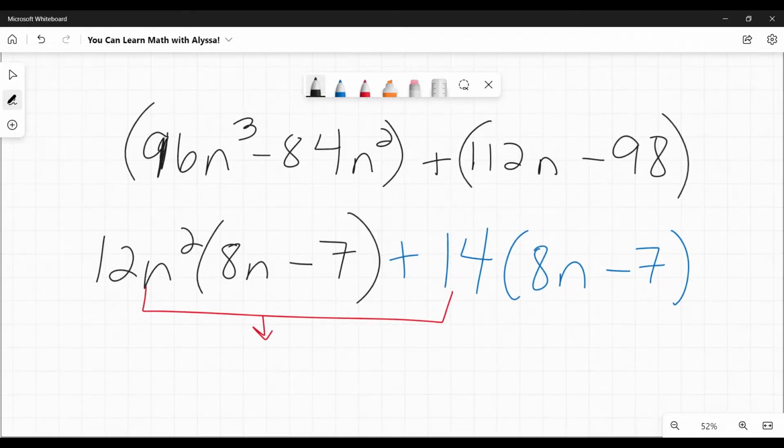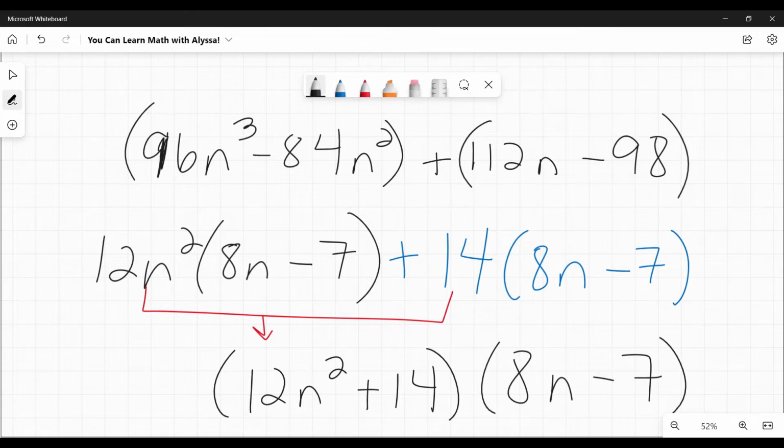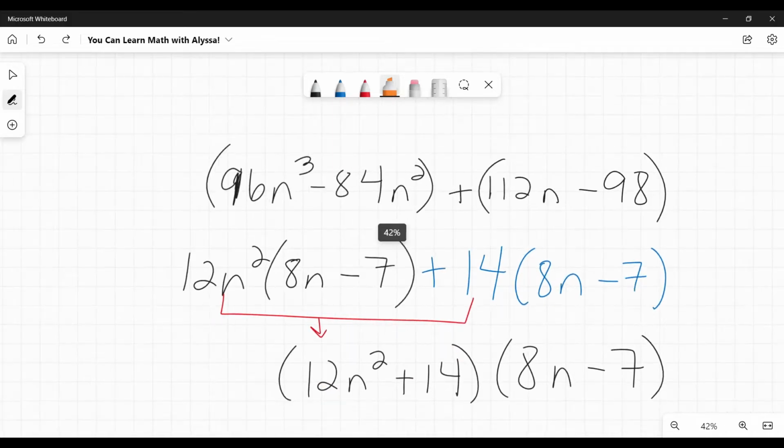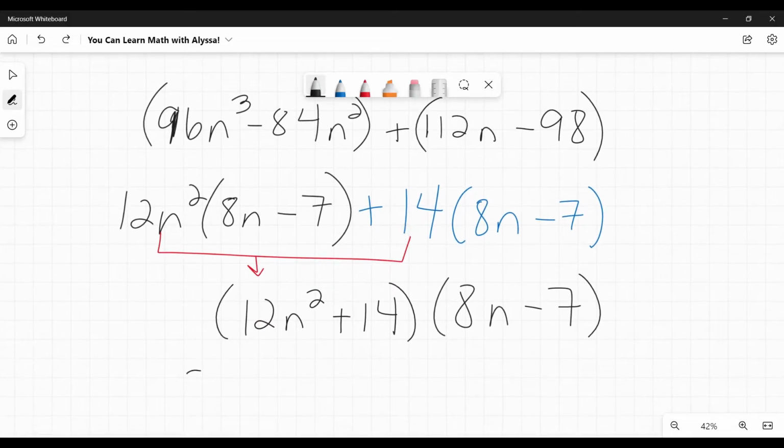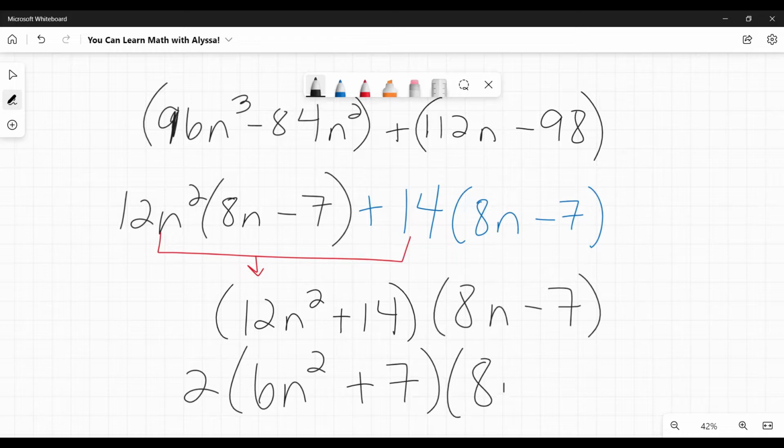Spoiler alert, you don't. So I've pulled them together and I get 12n squared plus 14 times 8n minus 7. And do you see what I see there? Because I see a 12 and a 14. Those have a factor in common. It's 2. I can pull 2 out of there. And what happens when I do that? When I pull the 2 out, I'm left with 6n squared plus 7. And the 8n minus 7 stays the same. So that, my friends, is my final answer. 2 times 6n squared plus 7 times 8n minus 7.